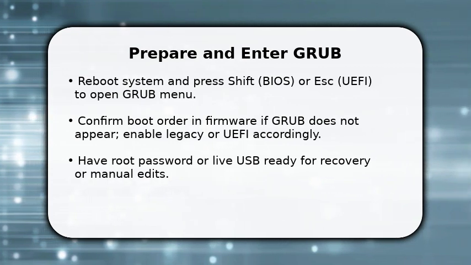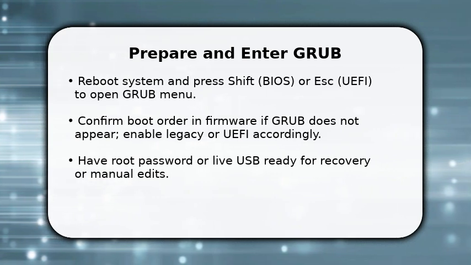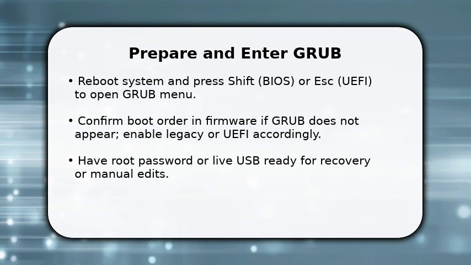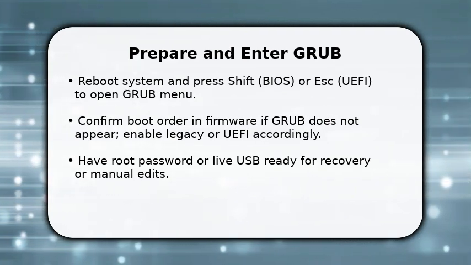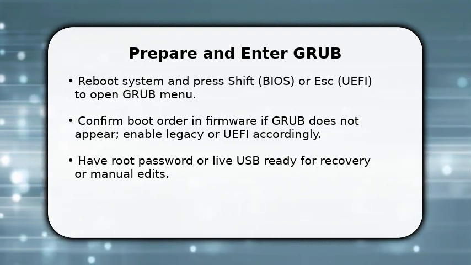If Grub still won't appear, reboot into firmware to confirm the boot device order, and that secure boot won't block custom kernels. Once the menu appears, note the default entry and prepare credentials or a live USB for edits or repairs. This saves time when you need to modify entries.